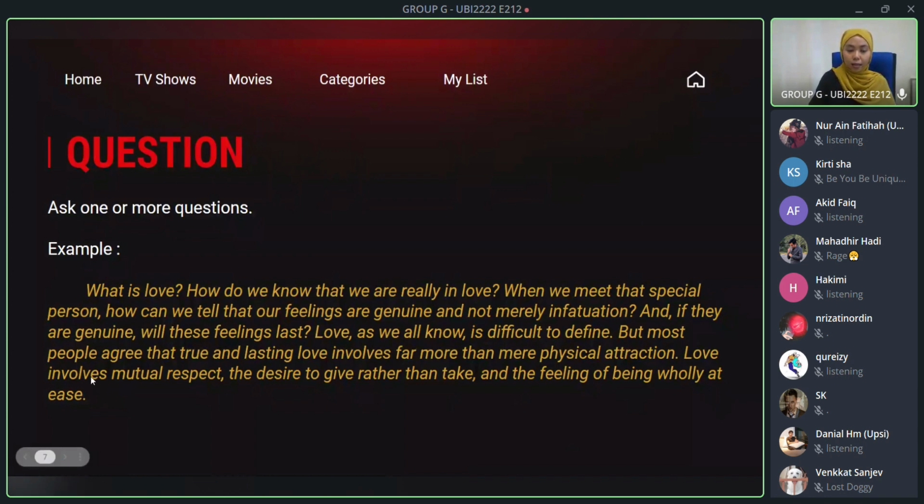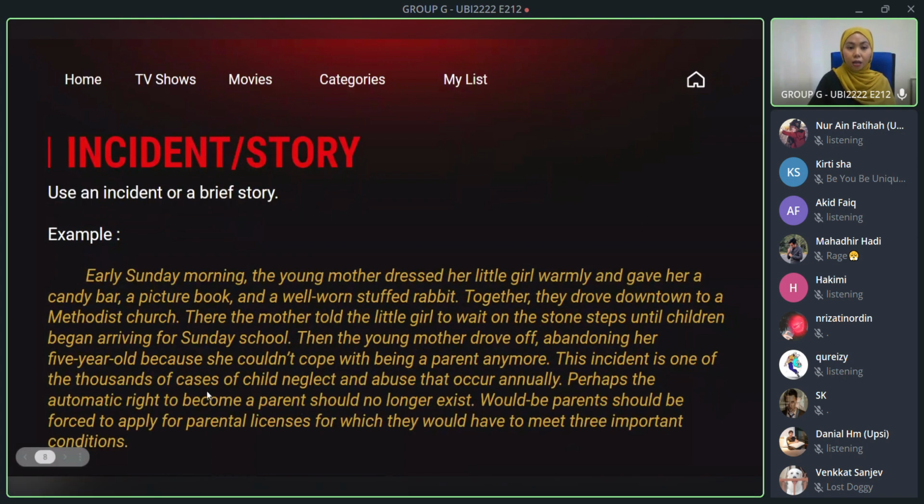Basically, this last sentence that gives you the main idea of the essay, that is a thesis statement. Right, moving on. Incident or story. Next volunteer, please.